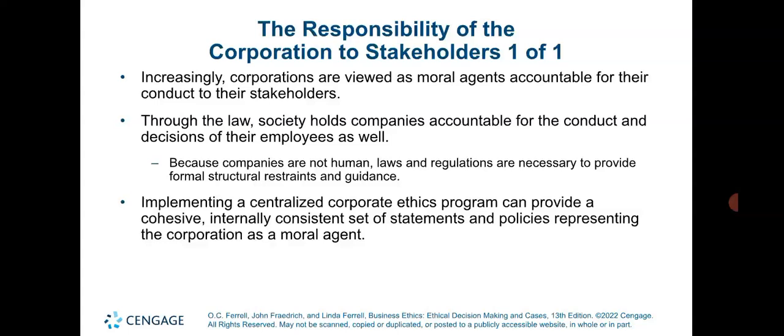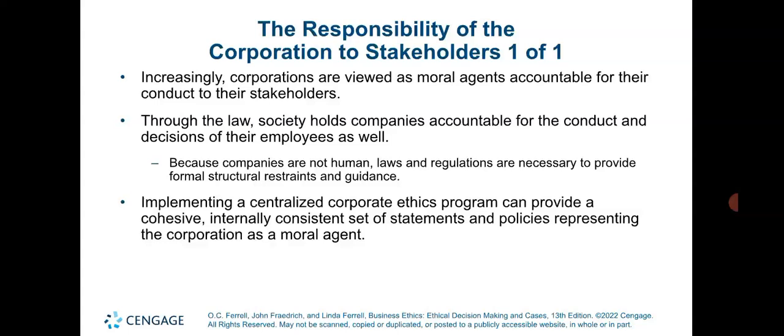Okay, so of course there are laws that address individuals' wrongdoings, but because companies are not those individuals, there are specific laws that are required to address wrongdoings or issues related to companies that make ethical or non-ethical decisions. These need to be addressed through specific laws and regulations.